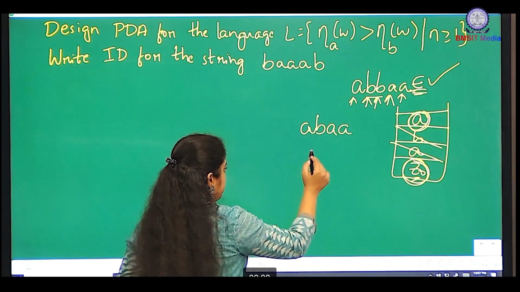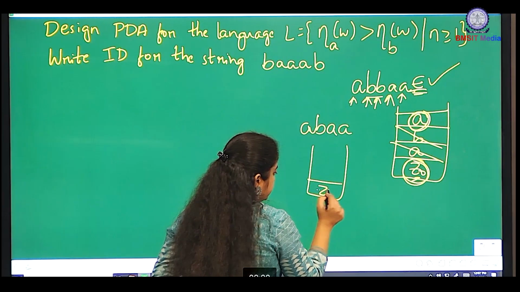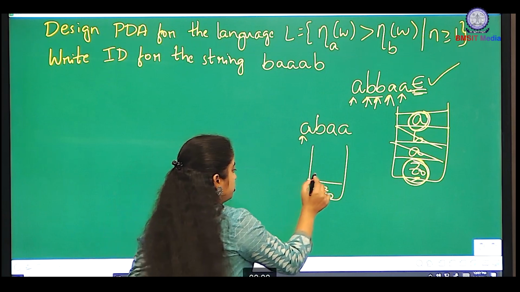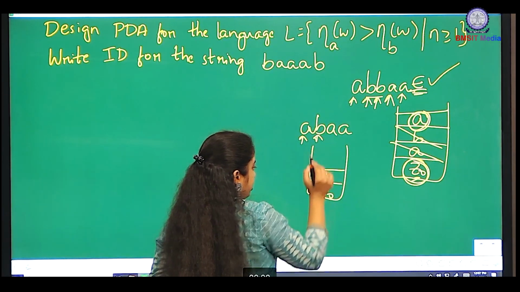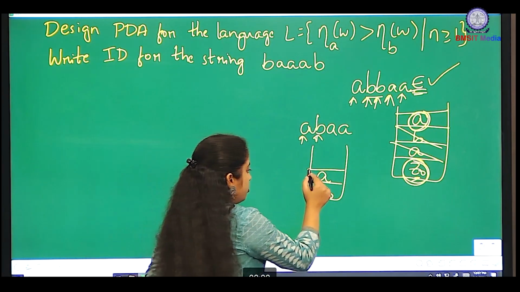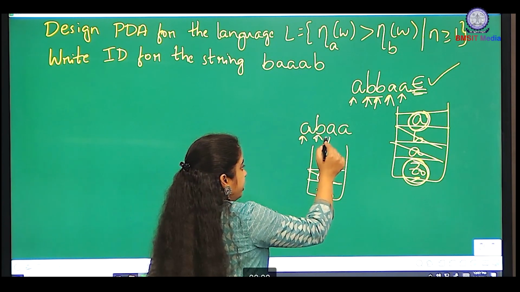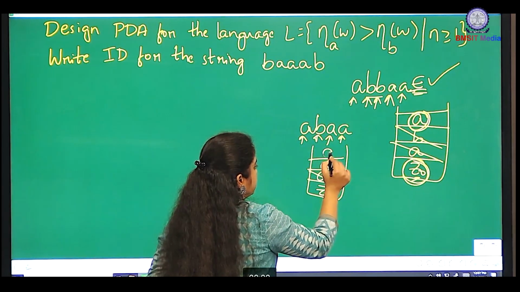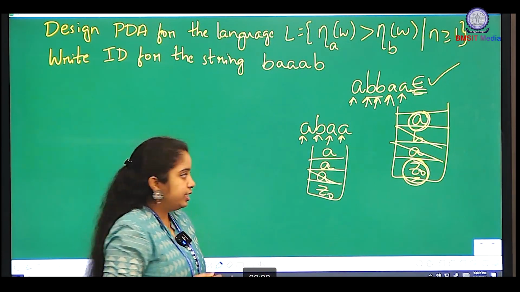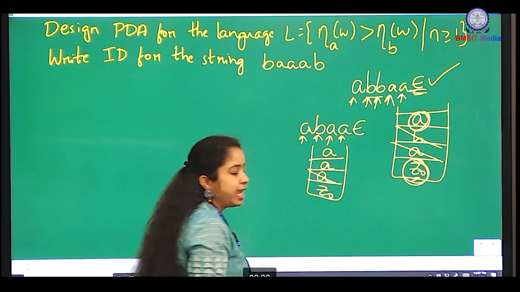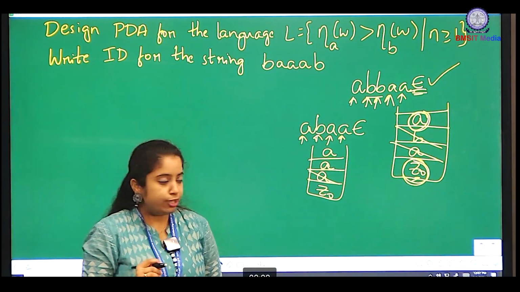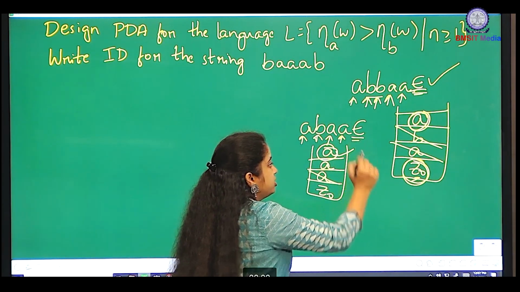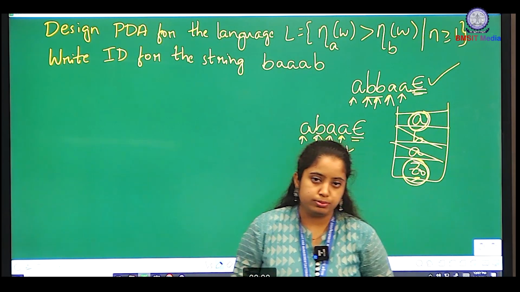Again, taking the stack, Z0 is the top stack element. For A, the stack has Z0, so you simply push it. For B, A is there, different symbols, so pop it. Again you have A, push it into the stack. Again you have one more A, push it into the stack because it is the same symbol. Now we have reached epsilon, that is the end of the string. What will happen? A should be there in the stack. Yes, one A is there, and epsilon is there, so we go to the final state.